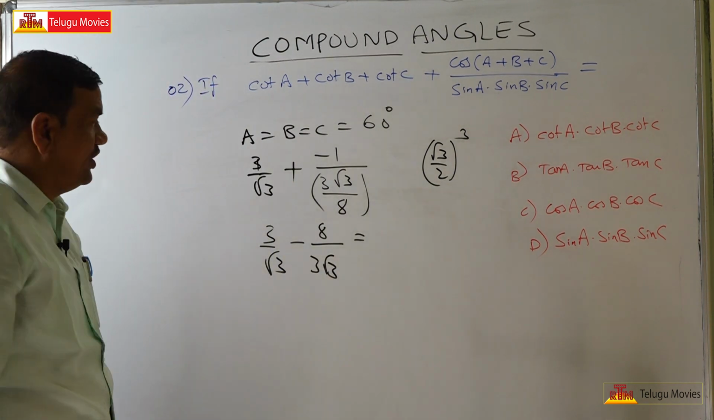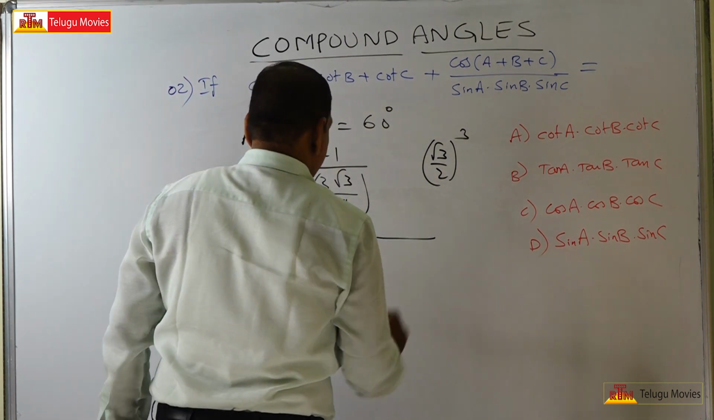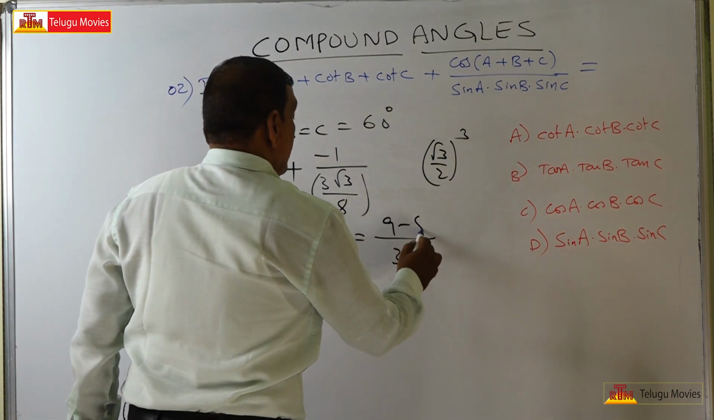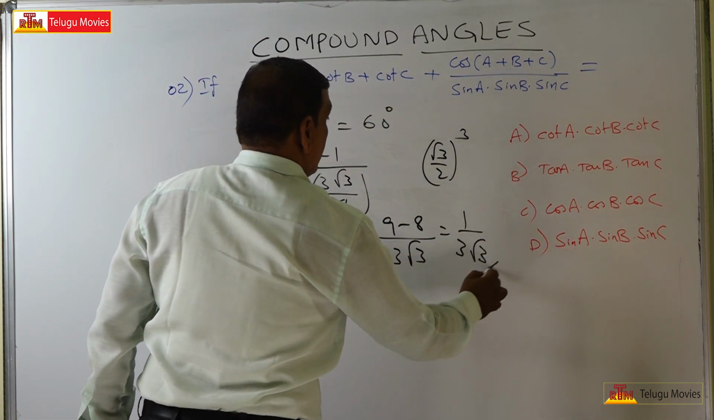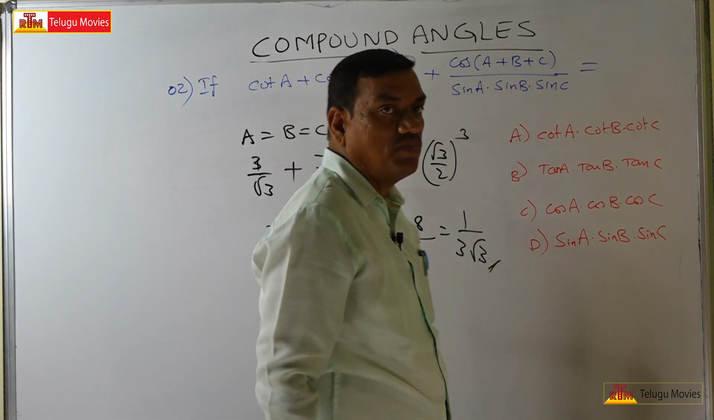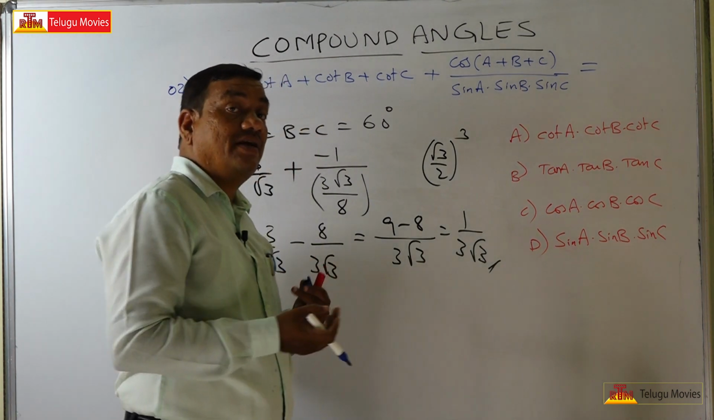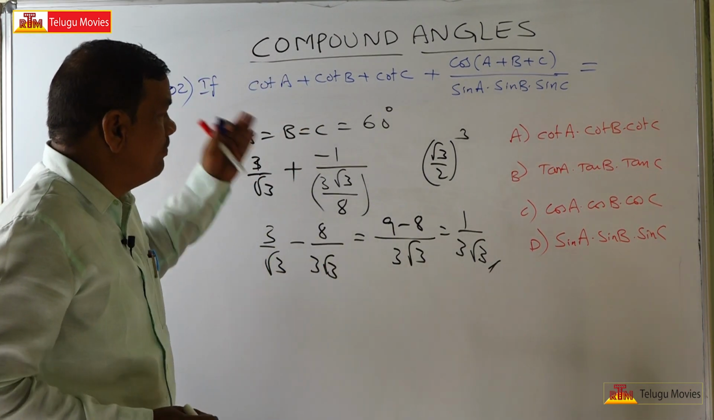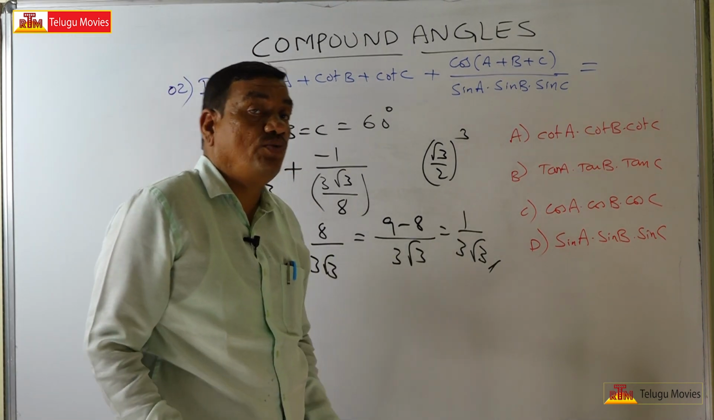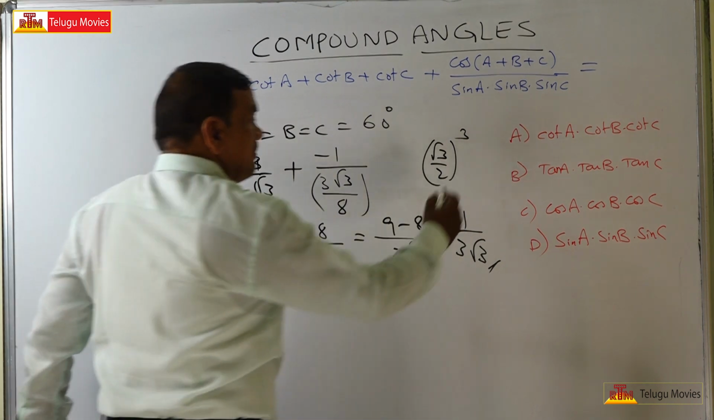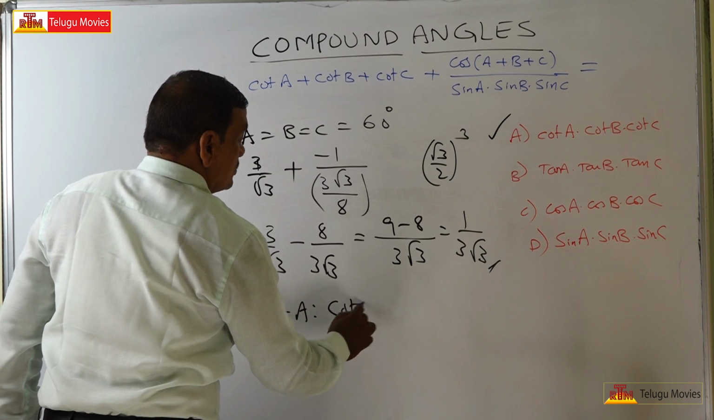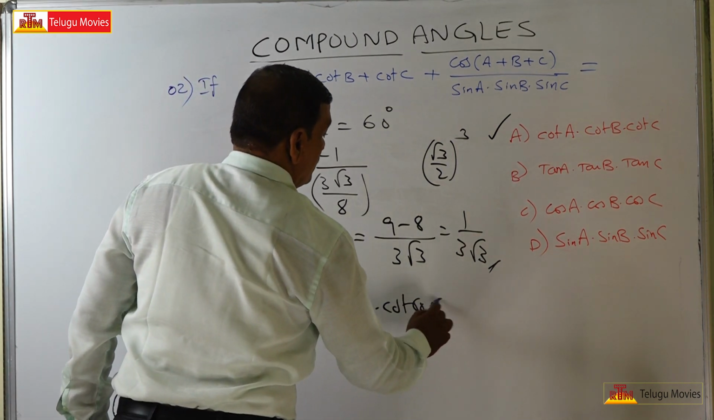8 upon 3 root 3. So your LCM is equal to 3 root 3. So here how much will you get? 9 minus 8, this is 1 upon 3 root 3. Now in the options A, B, C, D, let us take any one of the options by chance, and substitute A, B and C values equal to 60 degrees. Then let us see for which you will get 1 upon 3 root 3. By chance I am taking option A. What is option A? Cot 60 into cot 60 into cot 60.